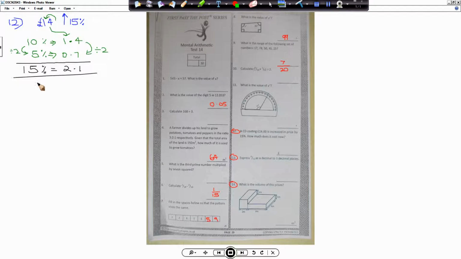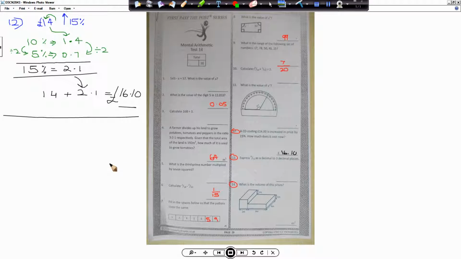The question says, how much does it cost now? So we need to go back to our original £14. We're going to add to this increase here, £2 and 10 pence, and that will give us a total of £16.10. And that's written like this. So I'm going to put that over here. Okay, that's the end of question number 12.